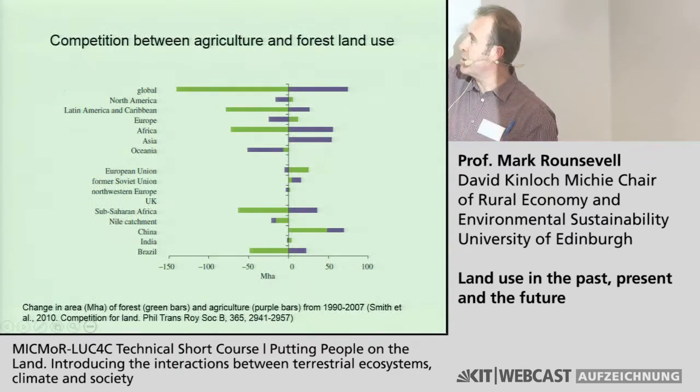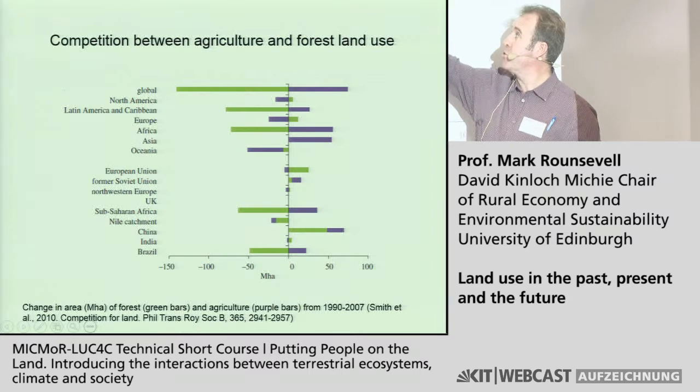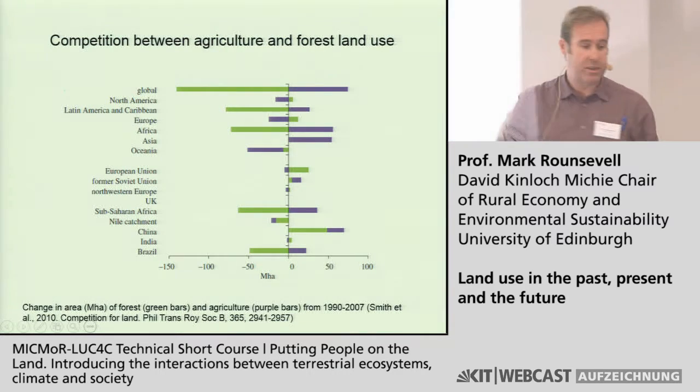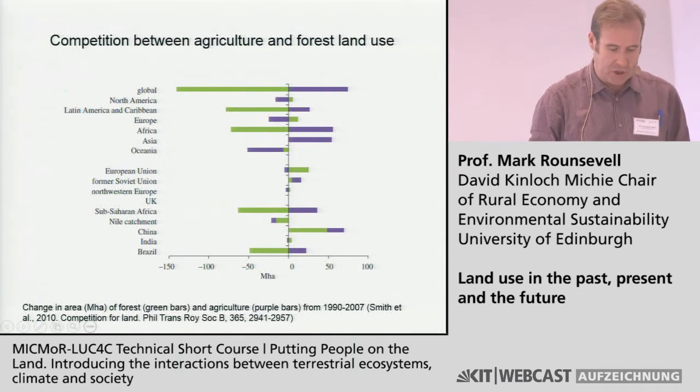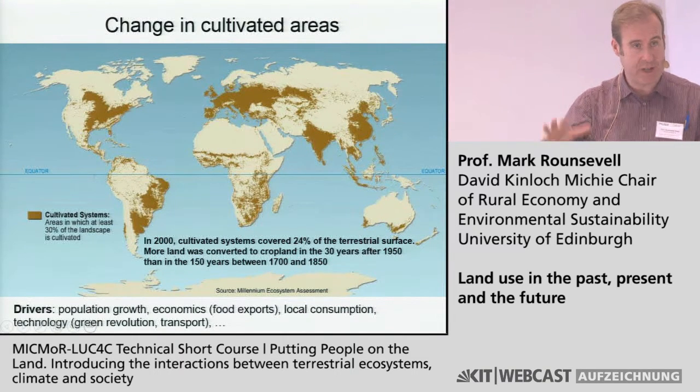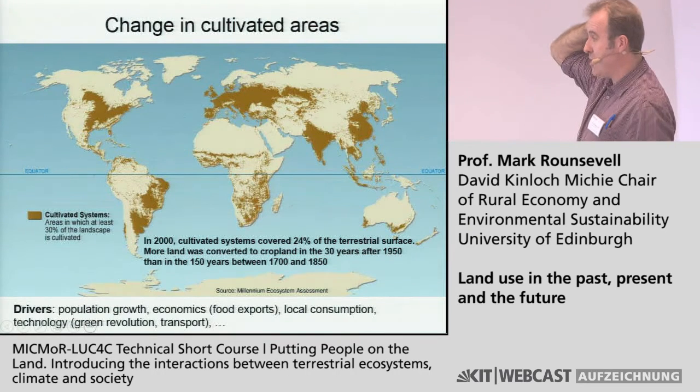Again, in the European context, we have decreasing agricultural areas but increasing forested areas, which is different in different parts of the world. So clearly there is a tension and a competition between these different land uses. So let's move on to cultivated areas.